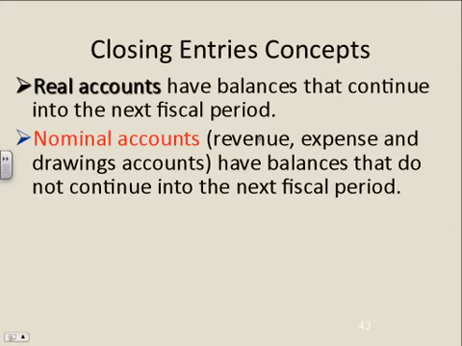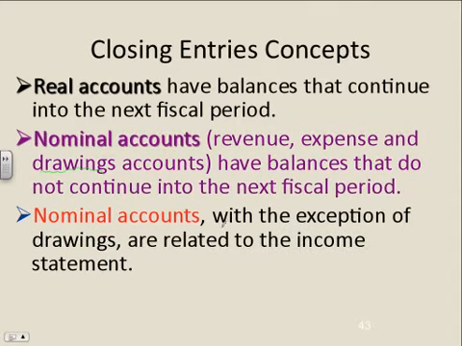Nominal accounts, on the other hand, are revenue, expense, and drawings. Now, drawings is a capital account, an owner's equity account. It does go on the balance sheet, but it is still nominal because we use it to update capital. And revenue and expenses go on the income statement, as you know, and we need to start fresh each year calculating how much revenue and expenses we had. All three of these accounts, revenue, expense, and drawings, have balances that do not continue into the next fiscal period. So we want them to go to zero. Okay, so again, I'll just reiterate, nominal accounts, sometimes called temporary, are related to the income statement, except for drawings. Drawings goes on the balance sheet.